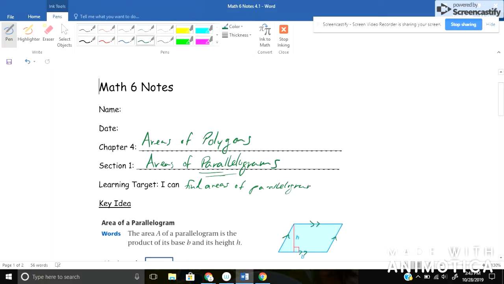And just discussing what area actually is. When we're talking about area, we're really talking about the amount of surface it covers. So let's write that little note for ourselves: the amount of surface it covers.